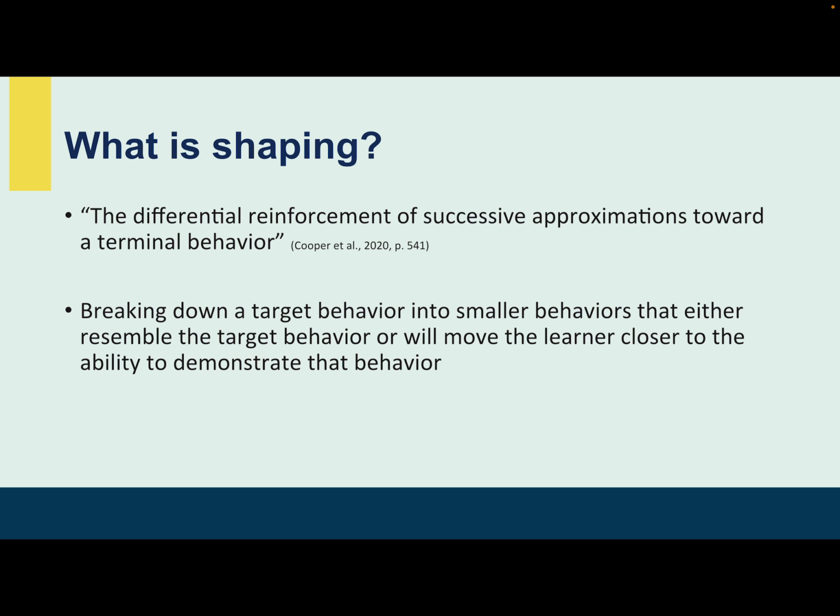In other words, we break down a target behavior into smaller behaviors that either resemble the target behavior or will move the learner closer to demonstrating that behavior. We then guide the learner through these successive approximations until they are able to complete the terminal behavior independently. This is done through reinforcing the first behavior in the plan. When the learner moves on to the second behavior, offer reinforcement for that behavior and place the prior behavior on extinction. Continue using differential reinforcement in this way until the learner reaches the target behavior.